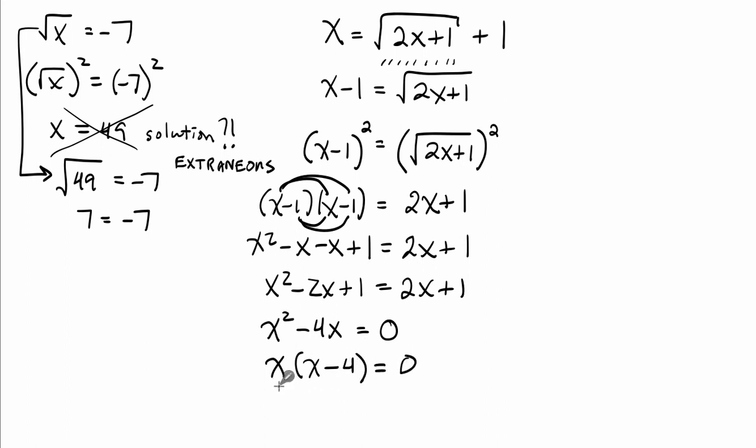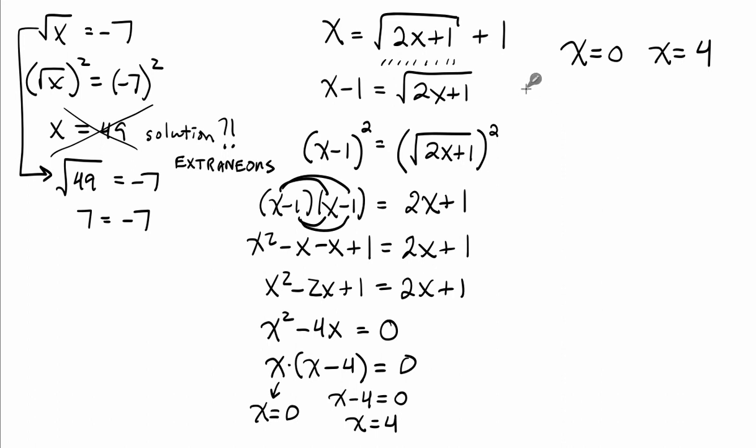Now, when you have a factored quadratic equation, each of the factors might potentially equal 0. So here we have x equals 0. And the other possibility is x minus 4 equals 0, which leads to x equal to 4. So we have two values of x, which are apparently solutions, 0 and 4. But we need to check them in the original equation to see if they work.